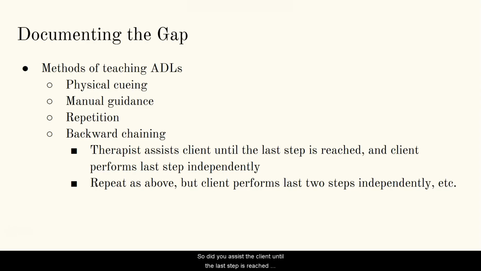So did you assist the client until the last step is reached, and then they perform that independently? And then the next time they did it, you help them until the second to last part of the task, and then they perform the last two steps independently or with supervision. And then you did half of the task with them, and then they did the rest of the task on their own. So being able to document what type of teaching you did, what type of assistance you provided.